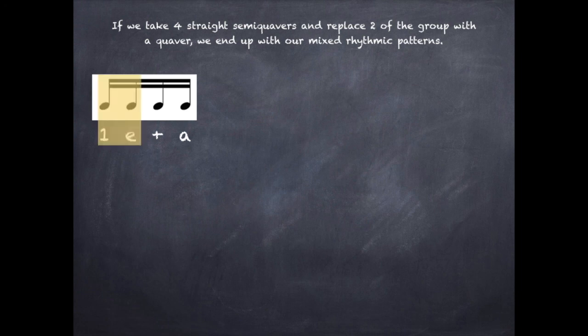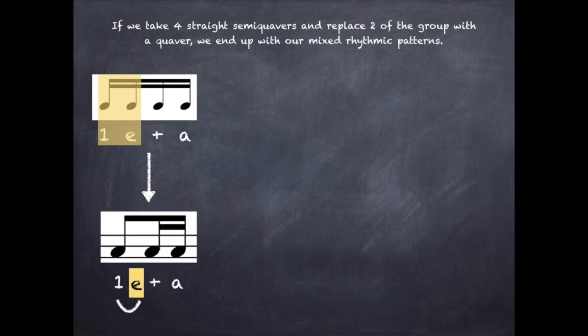If we group the first 2 semiquavers together and replace that with a quaver, we end up with this pattern, and you can see the counting beneath, 1 and a. The E is highlighted yellow because the quaver sustains out over where that second semiquaver would have traditionally been.